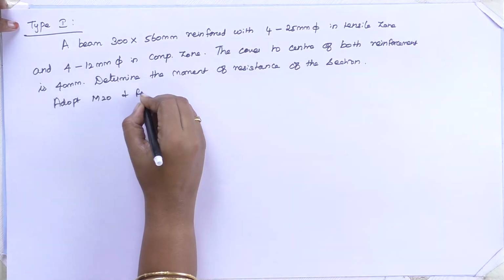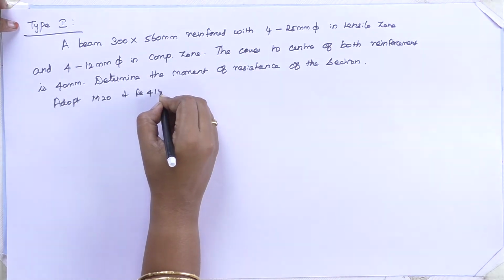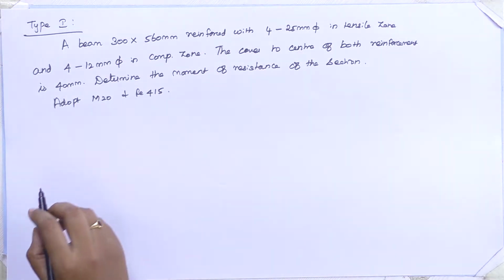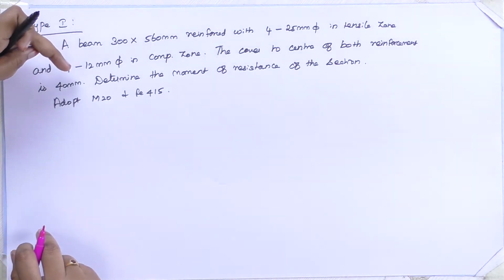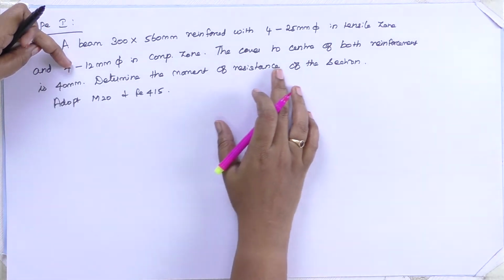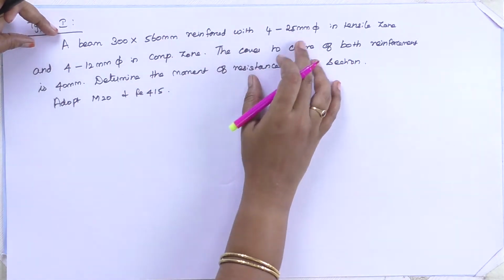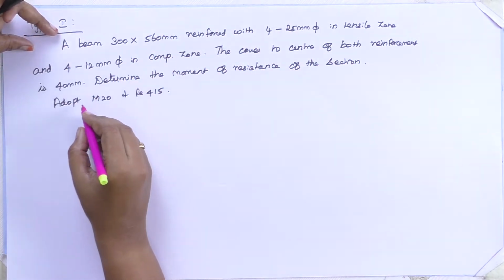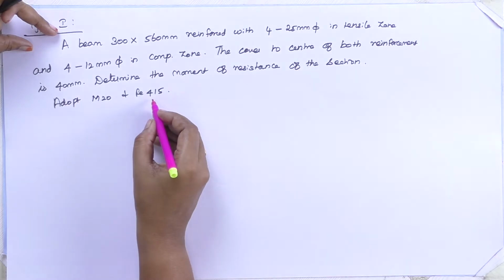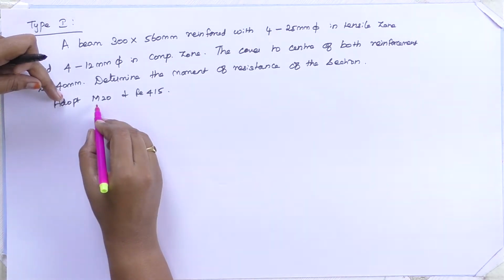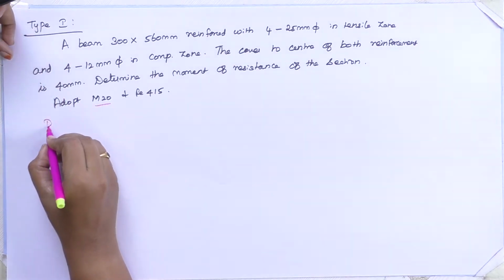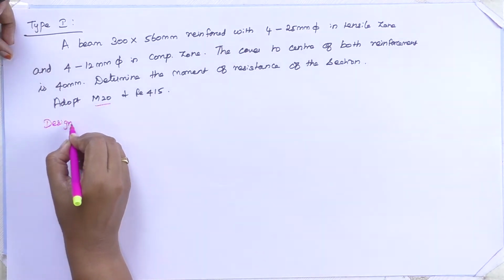M20 and Fe415. Okay. Now we are going to see how to calculate the moment of resistance of a section for a doubly reinforced section, adopting M20 and Fe415 from the codebook IS 456. For M20 we can write the design constants.